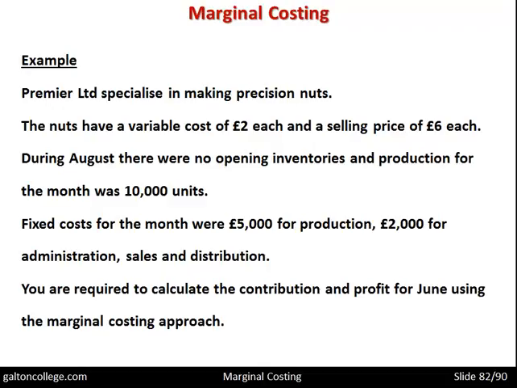You're required to calculate the contribution and profit for August using the marginal costing approach. Bearing in mind it's all for August, and that's a typo at the bottom of the slide. The nuts have a variable cost of £2 each, a selling price of £6. In August they produced 10,000 units. The fixed costs were £5,000 for production, £2,000 for administration, sales and distribution. Work out the contribution and profit using marginal costing.